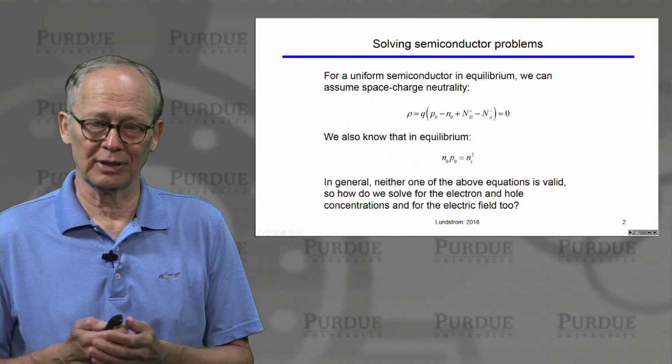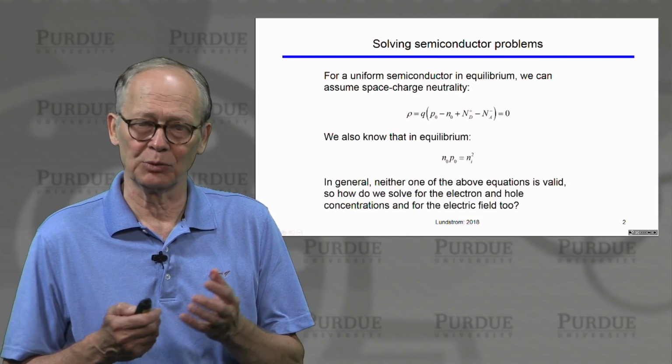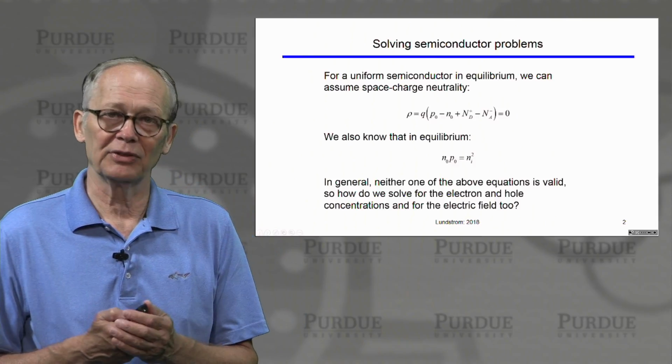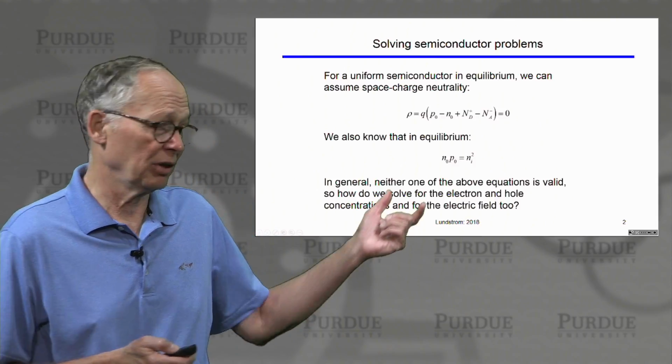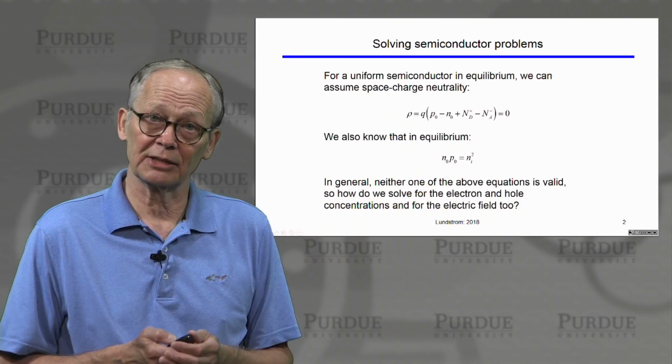We may be out of equilibrium. So how do we solve for the electron and hole concentrations out of equilibrium? And we'll see that we're going to need to solve for the electric field as well.